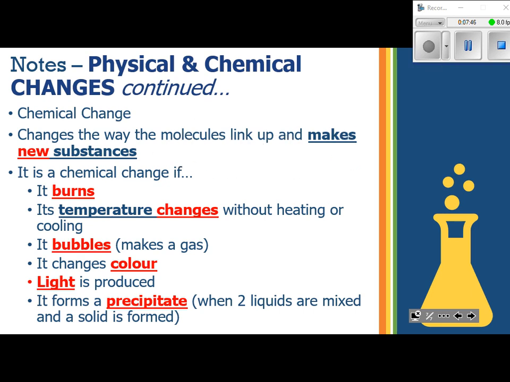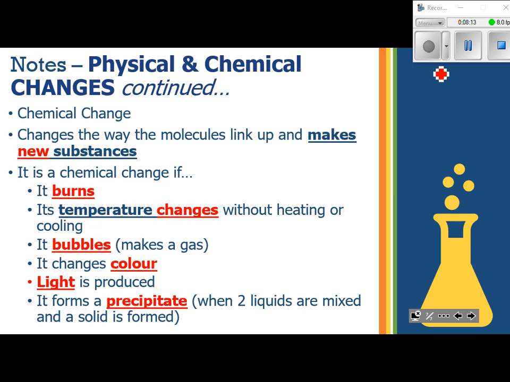Okay, so it's a chemical change if it burns. Think if I fry an egg, I'm cooking or frying that egg. I'm adding heat to it, and it's actually changing the way the atoms link up. If its temperature changes without heating or cooling: when I fry an egg, I expect it to get a little warmer, but sometimes I'll mix two substances together, and it'll get really hot, and I haven't actually put it on the element to heat it up or put it in the freezer to cool it down.